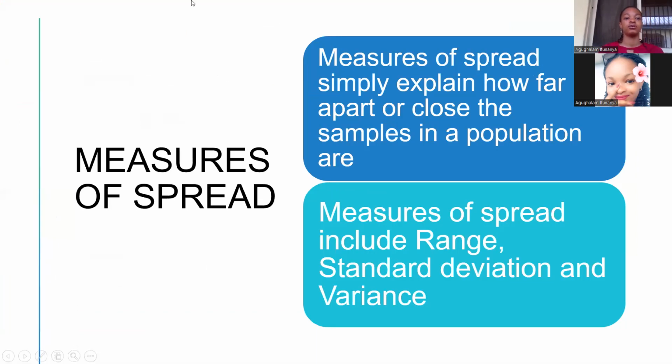All right. So for the workup today, measures of spread. Measures of spread is also called measures of dispersion. It simply explains how far apart or close the samples in a population are, and it includes range, standard deviation, and variance.